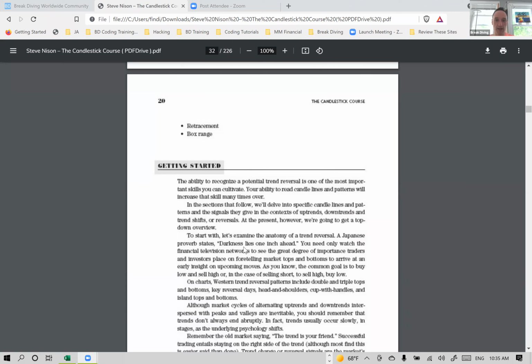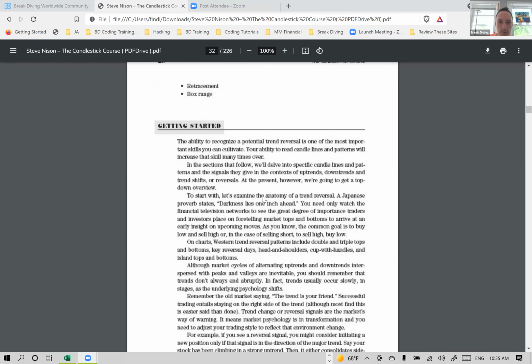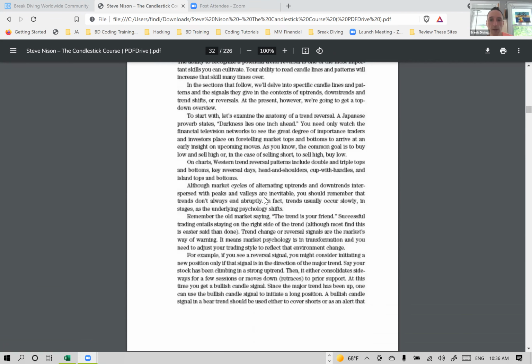The ability to recognize a potential trend reversal is one of the most important skills you can cultivate. The ability to read candle lines and patterns will increase that skill many times over. So we're going to delve into specific candle lines and patterns and the signals. Now we're going to get a top-down overview. A Japanese proverb states, darkness lies one inch ahead. You need only watch the financial television networks to see the great degree of importance traders and investors place on foretelling market tops and bottoms to arrive at an early insight on upcoming moves.